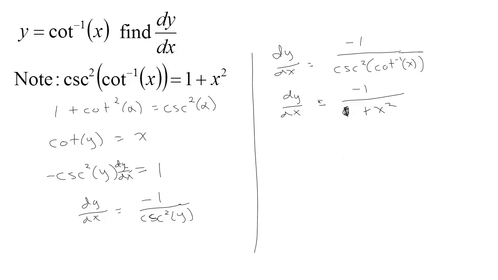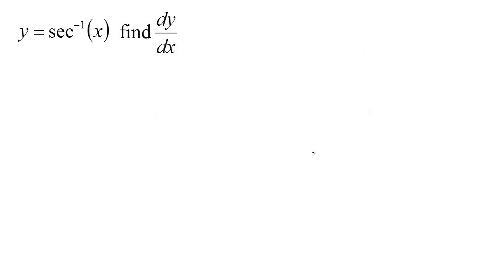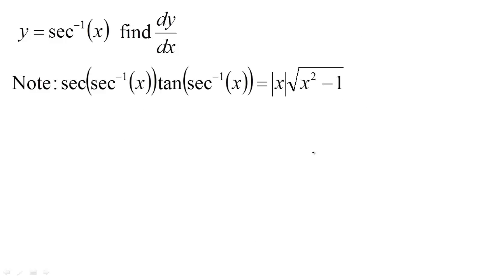So the derivative of the cotangent inverse isn't that interesting. It's just the opposite of the derivative of the tangent inverse. Okay. Now, our last two are a little bit trickier.